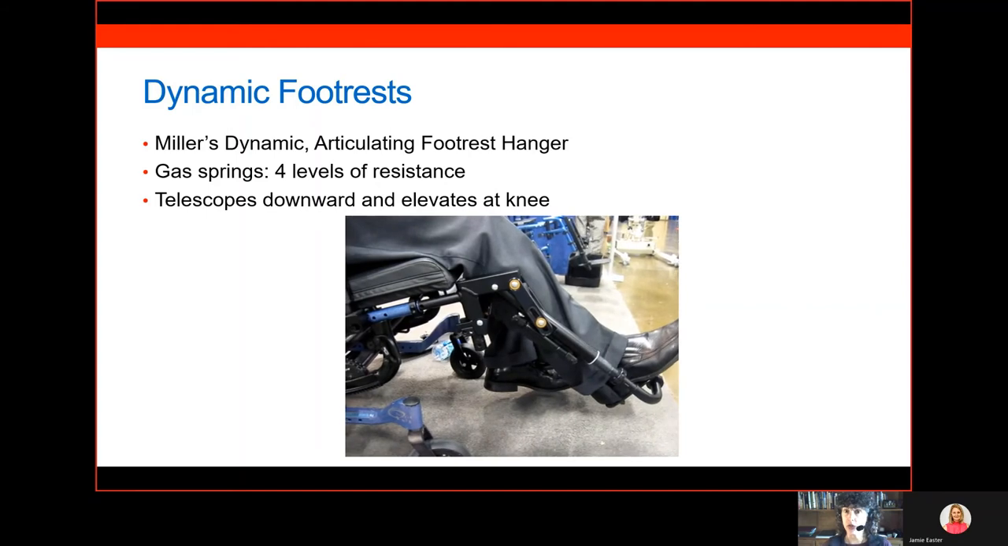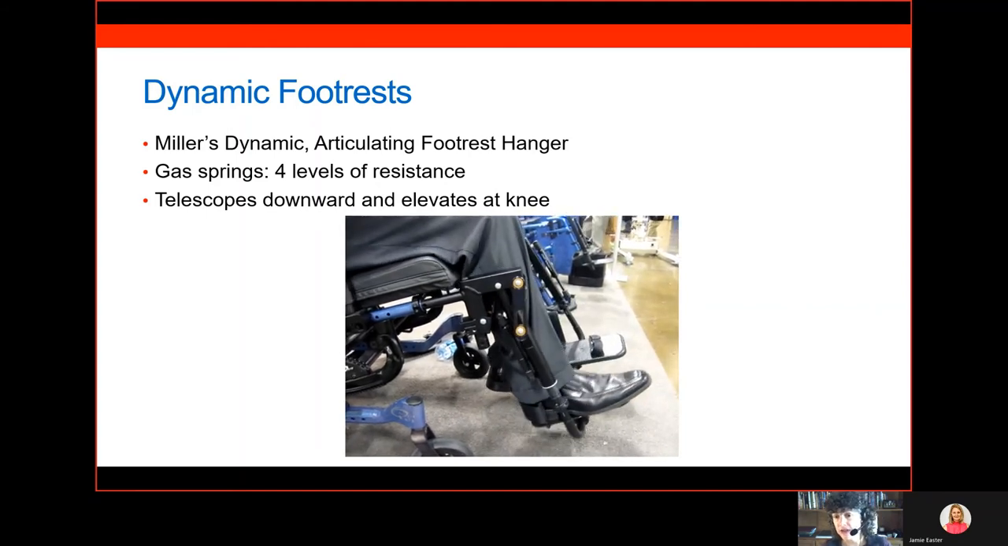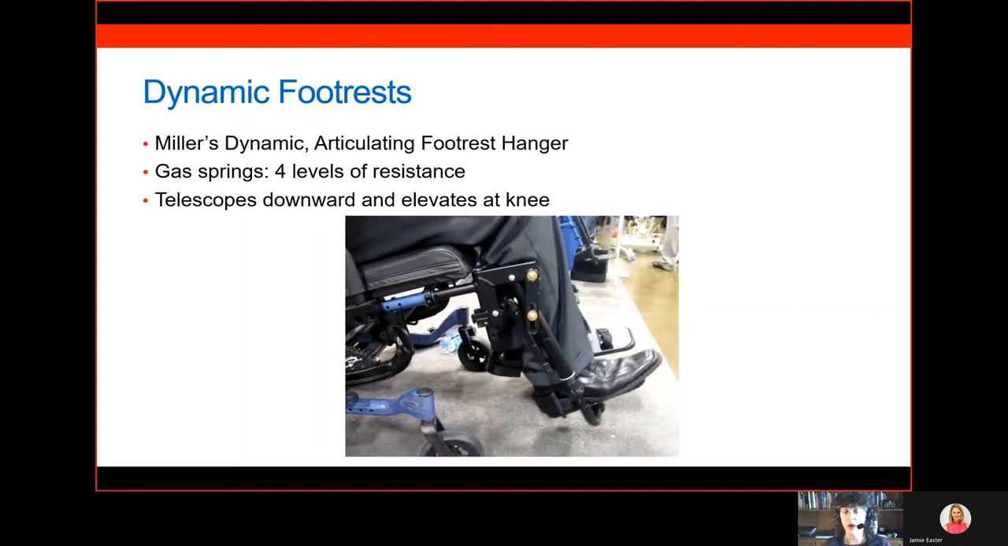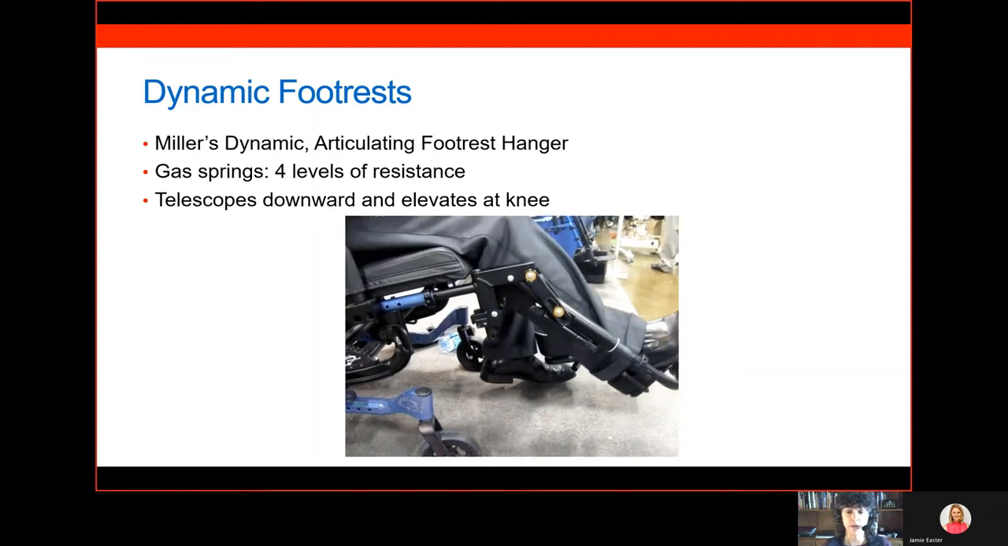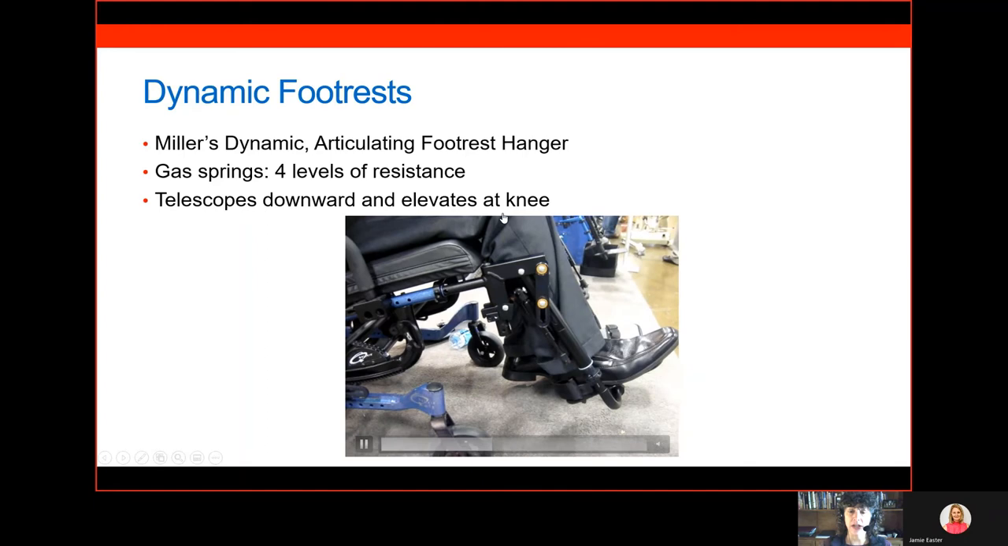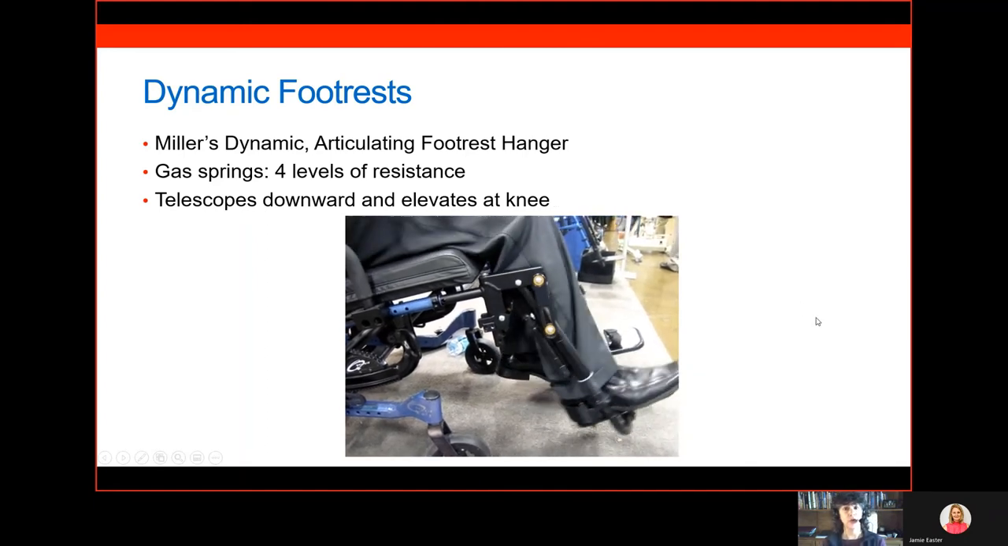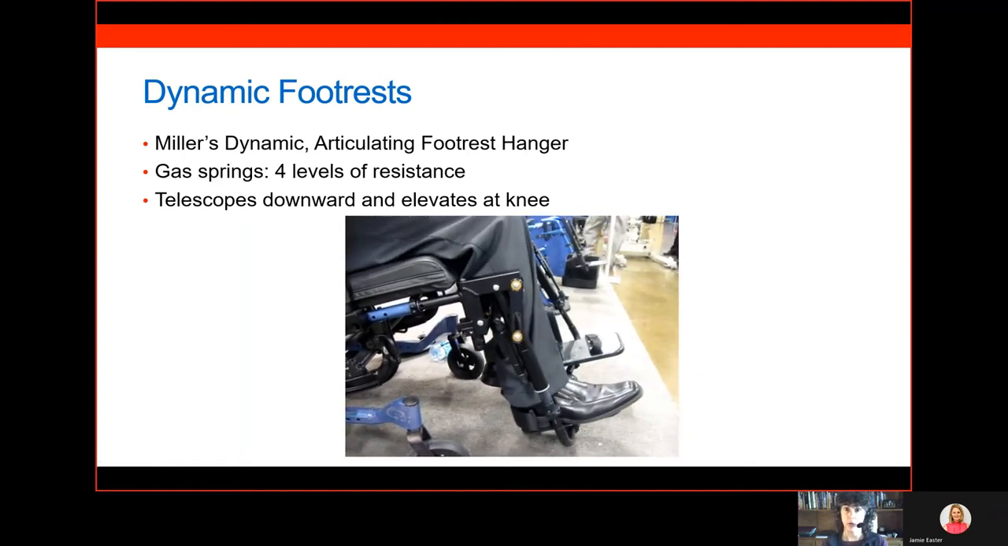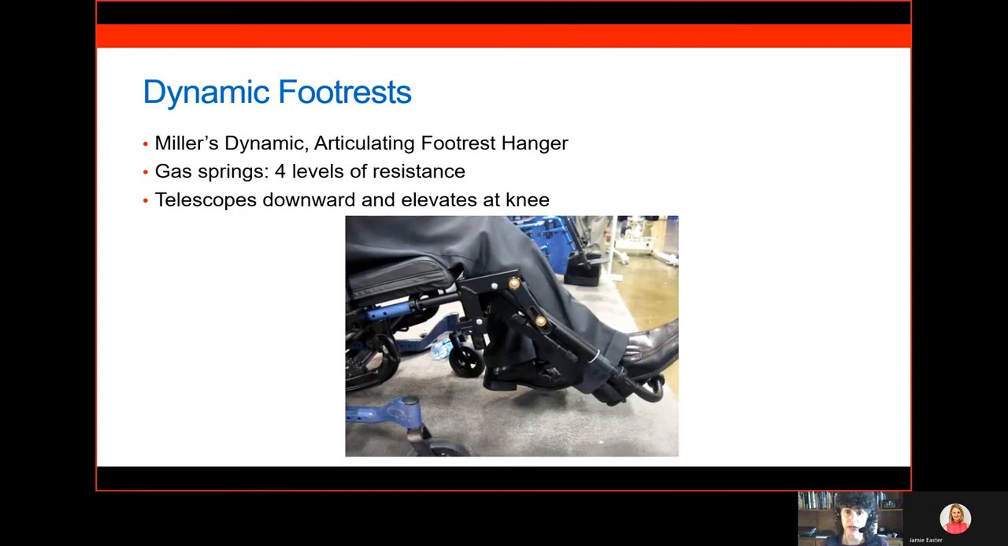This is someone demonstrating it. I have had some challenges personally with this product with some of my clients because the pivot point is rather low from where the knee extends. So some of my clients are not able to activate this component, although they are extending.